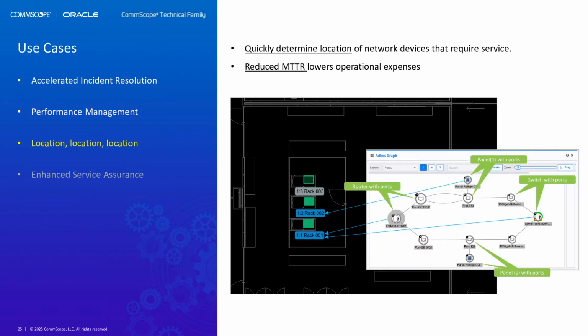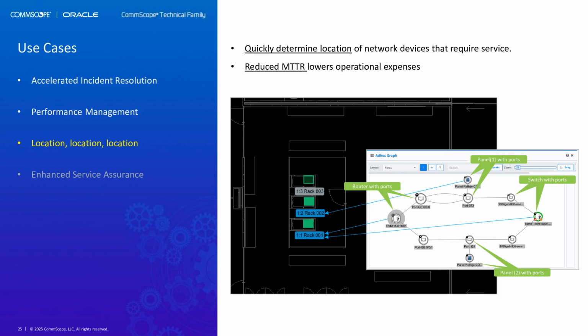So the next use case is location. We all know what location means for real estate, right? But it's critical for the network infrastructure as well, especially when you're troubleshooting a specific network incident that requires physical access to the device. So imVision provides location information for the devices, where they are in the office environment.